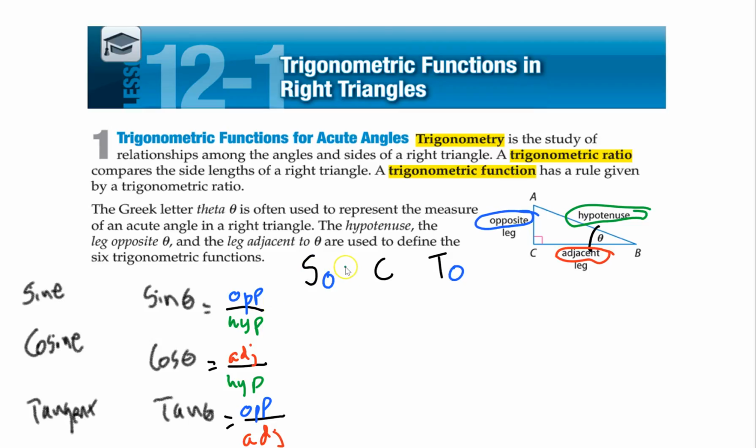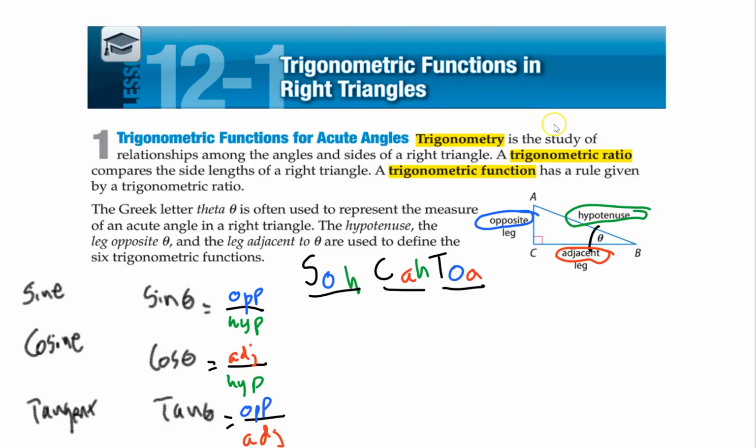Let me get this down first. I need the A. Color coordinating is hard, or at least time consuming. There we go. So, SOHCAHTOA, and it's just like it sounds. If you know how to spell it out: sine is opposite over hypotenuse, cosine is adjacent over hypotenuse, and tan is opposite over adjacent.